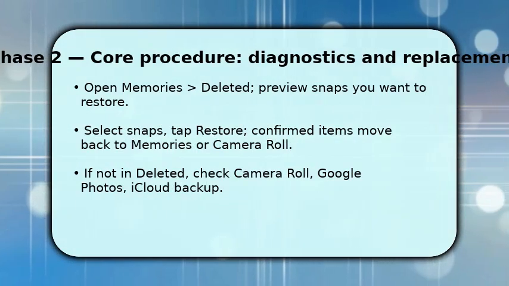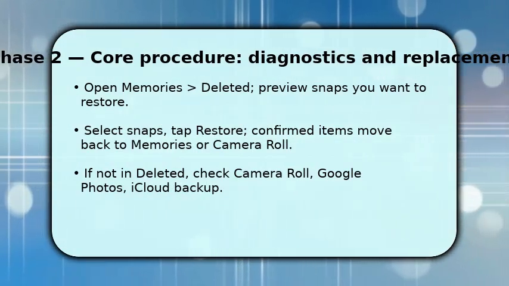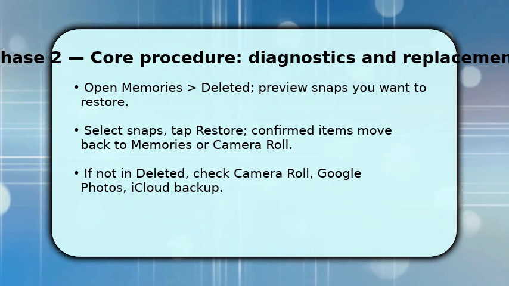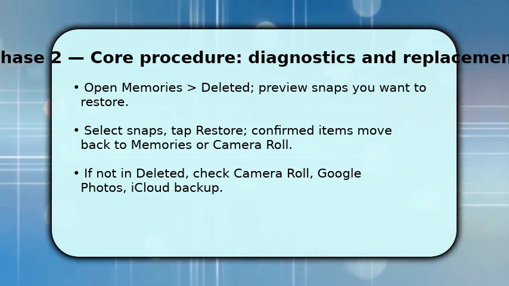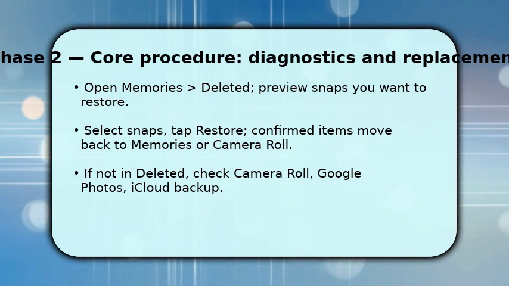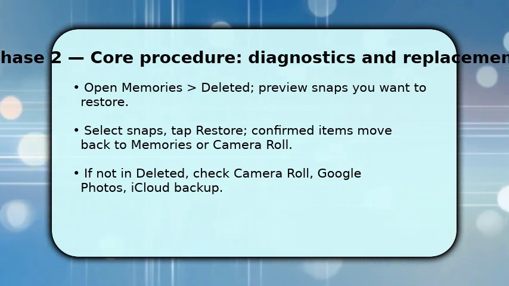Once you're in the deleted folder, preview each snap to ensure it's the right one, then select the items you want to recover. Tap Restore. Snapchat moves them back to Memories, and if you enabled it, to Camera Roll.